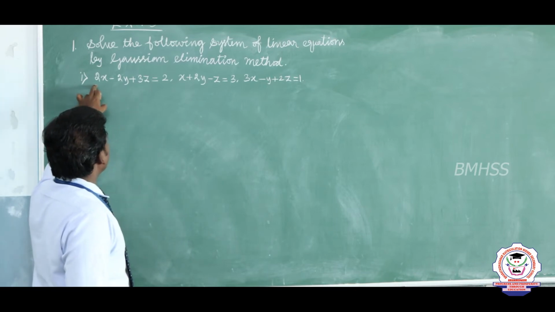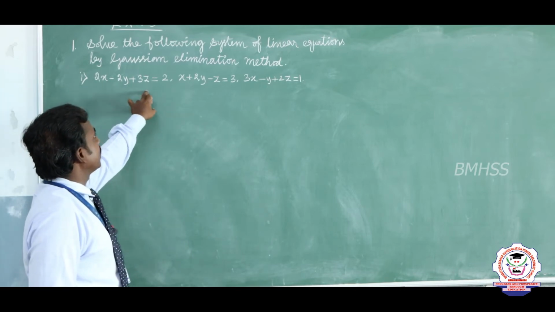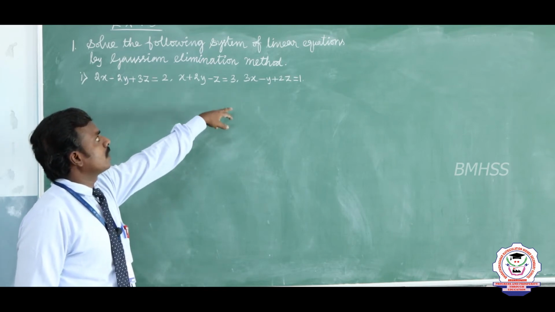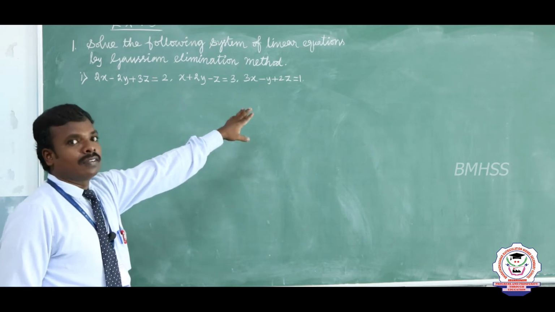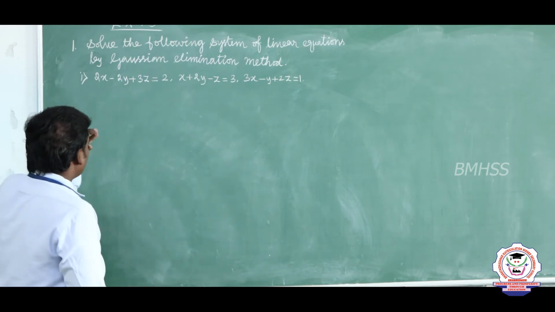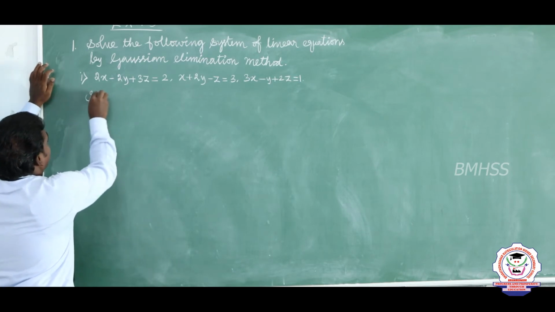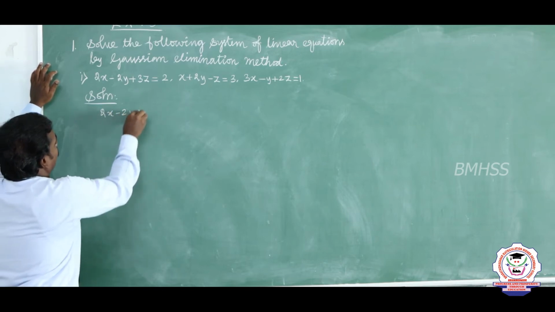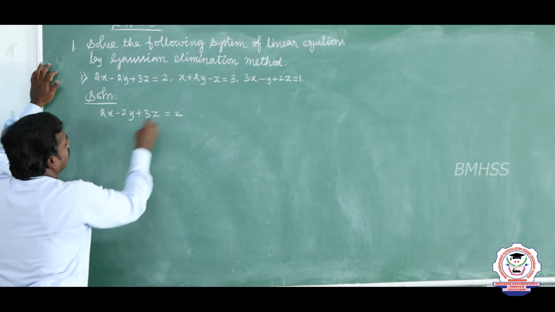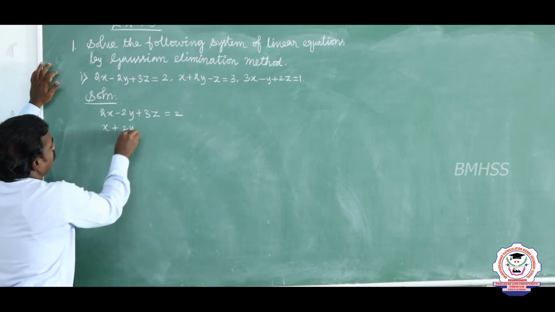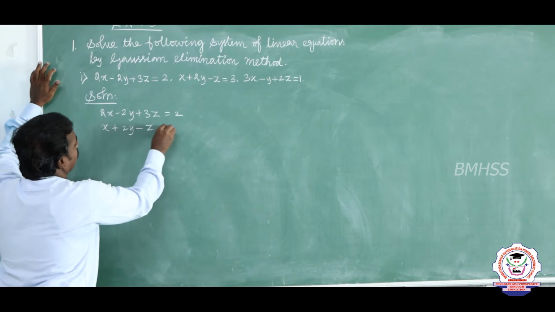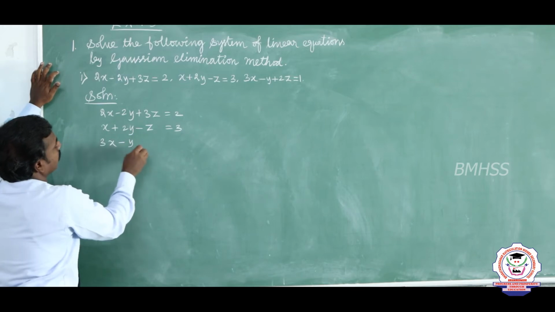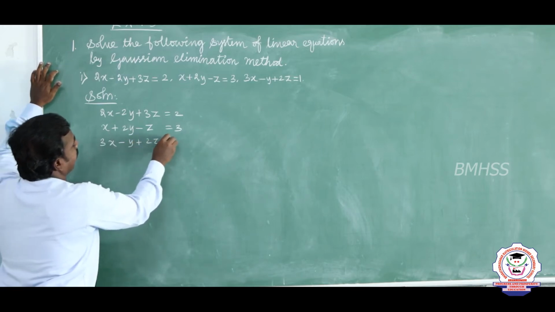In the first subdivision, they have given 2x minus 2y plus 3z equal to 2. Second equation, x plus 2y minus z equal to 3. Third equation, 3x minus y plus 2z equal to 1. From this, I am going to solve. In the solution, first we have to write the given equations. So, what are the given equations? 2x minus 2y plus 3z equal to 2. Second equation is x plus 2y minus z equal to 3. Third equation, 3x minus y plus 2z equal to 1.